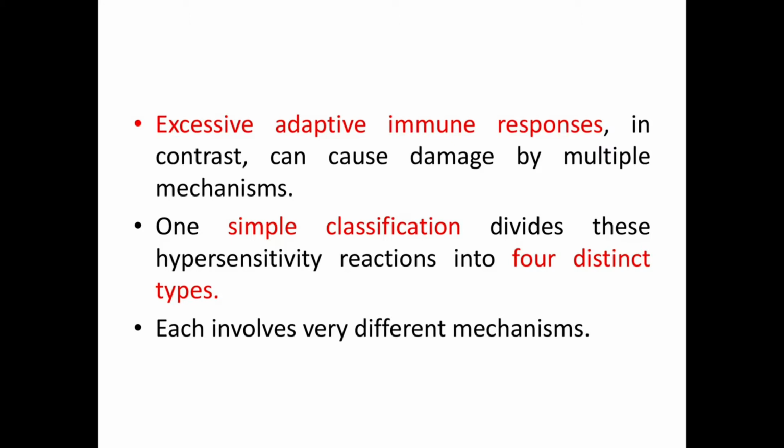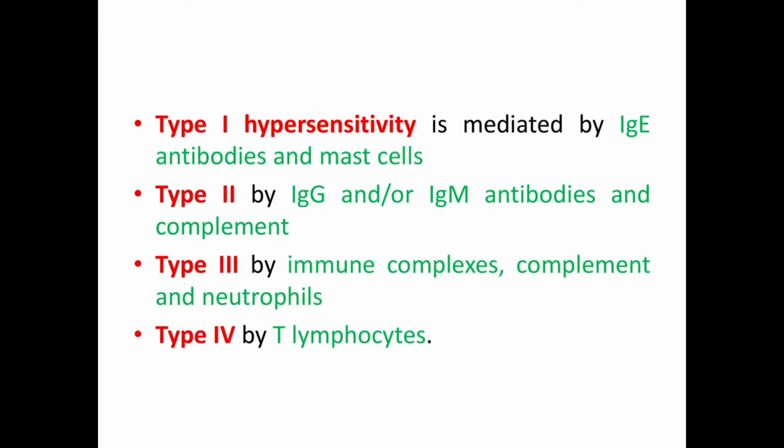So let's see the classification. It is type 1 hypersensitivity mediated by IgE antibodies and mast cells, type 2 by IgG and/or IgM antibodies and complement, type 3 by immune complexes, complement and neutrophils, and type 4 by T lymphocytes. Now let's discuss one by one. First we will see type 1 hypersensitivity.